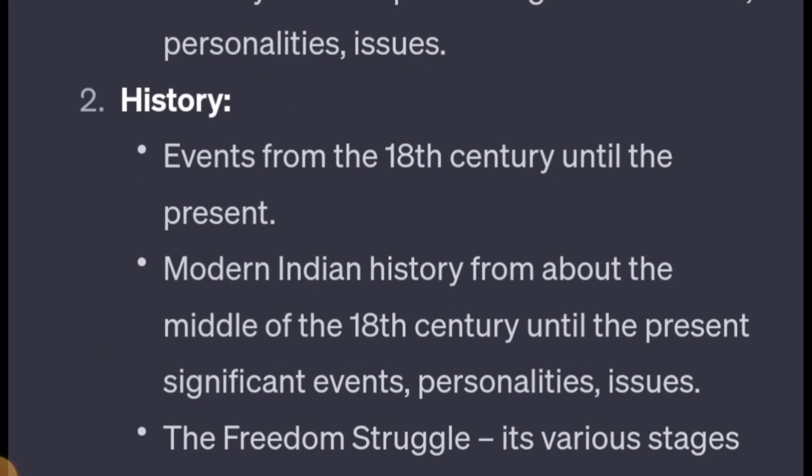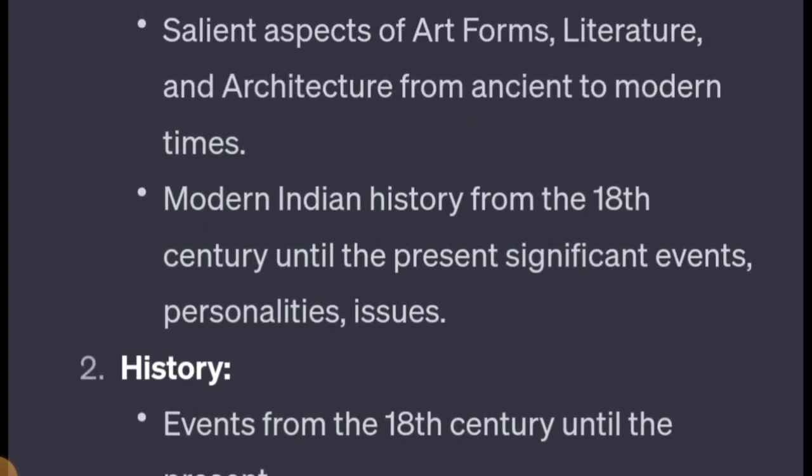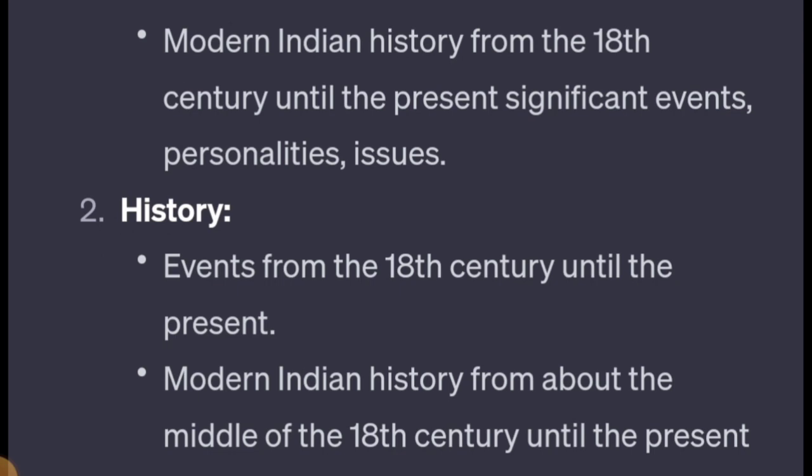Then history. For modern Indian history you can refer to A Brief History of Modern India by Spectrum. And if you want to go into a very deep understanding of history, then you can refer to India's Struggle for Independence by Bipin Chandra.